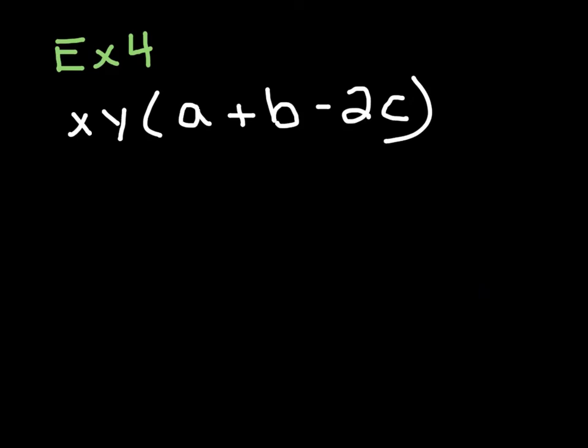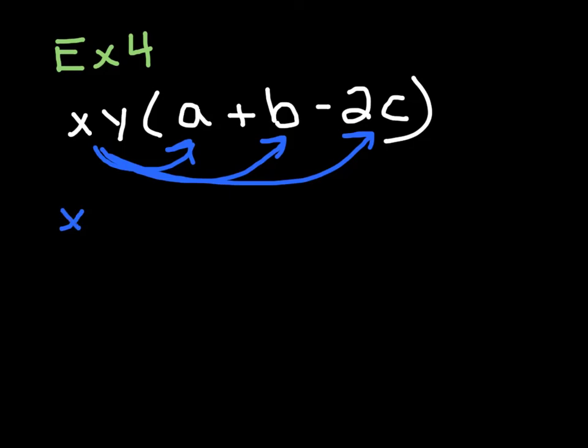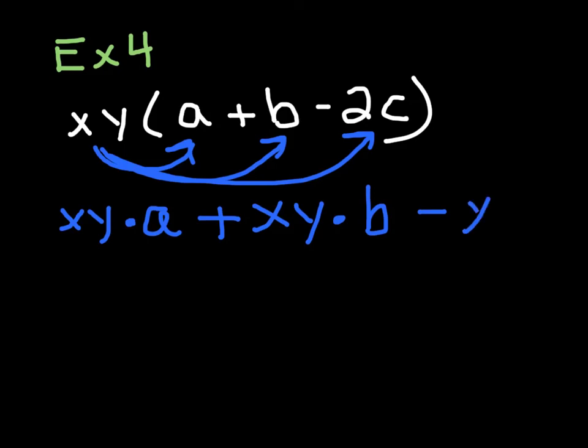Last example is example 4. Now I'm going to take what's outside the parentheses times this, and finally times this. There's 3 things that are inside the parentheses on this one. So I got to actually distribute 3 times. So I'm going to take the xy times a plus, because the plus sign is next, xy times b minus, because the minus sign is next, and then I'm going to take the xy times 2c.